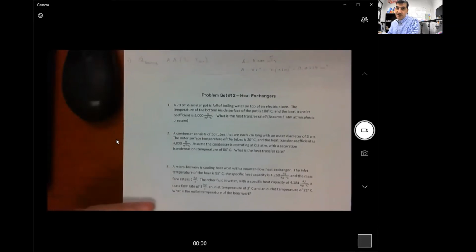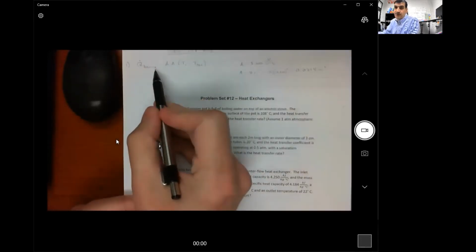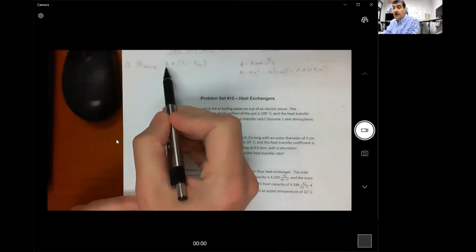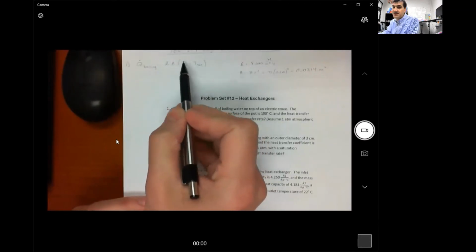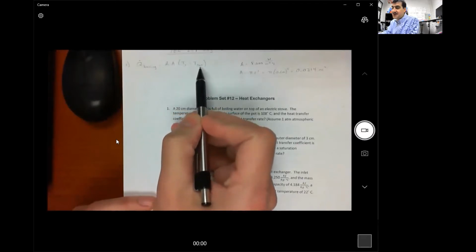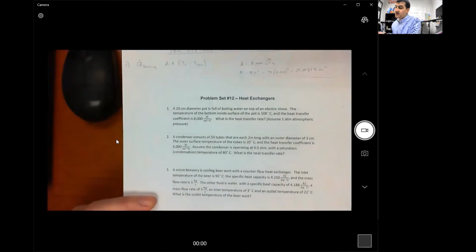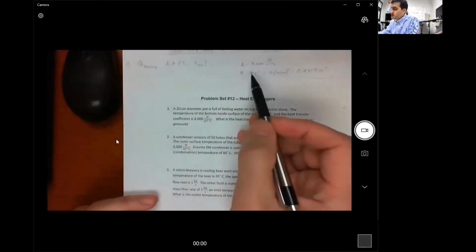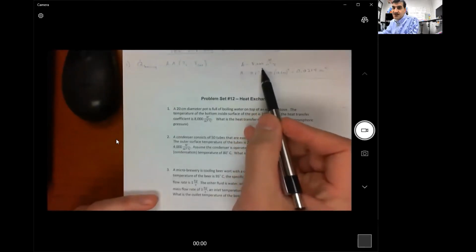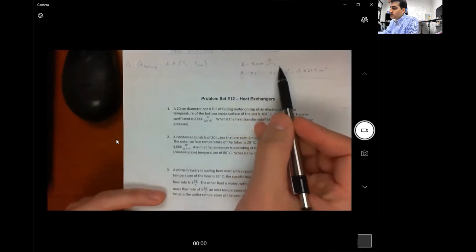So we have our basic equation for boiling that we talked about last time. The heat transfer rate for boiling is equal to the boiling heat transfer coefficient, H, times the surface area, times the delta T. This is the temperature of the surface minus the saturation temperature of the liquid. That's the temperature that it's going to boil at. And so we know our H, we're given it's 8,000 watts per meter squared per degree Celsius.